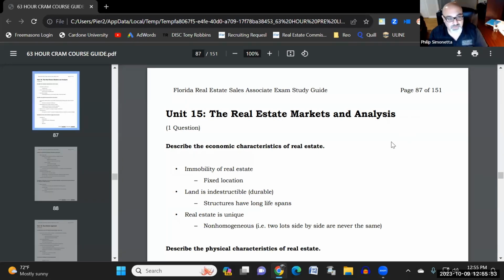Okay, now we're at Unit 15, which is the real estate market analysis. 1%, one question on this on the state exam. Pretty quick section. It won't take us too long.